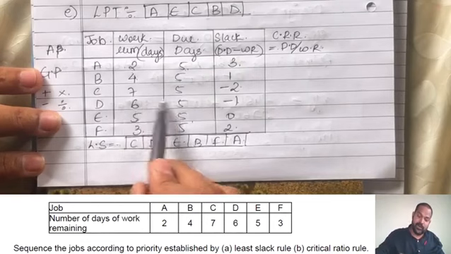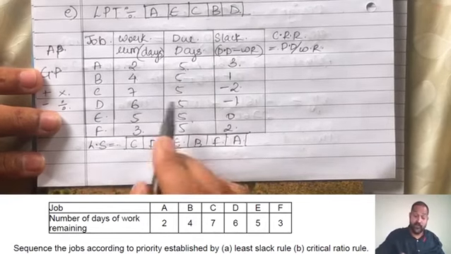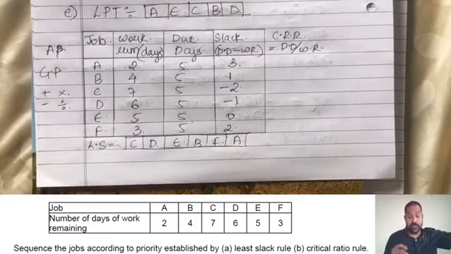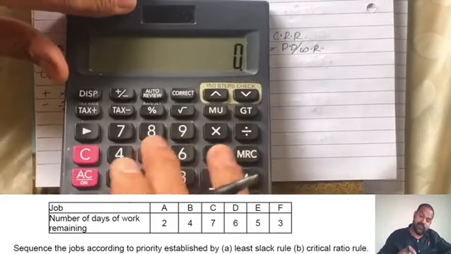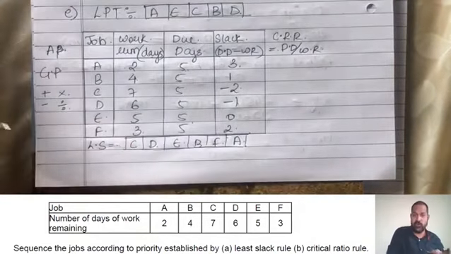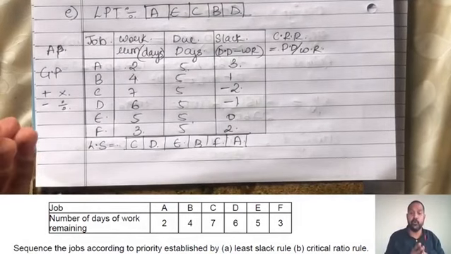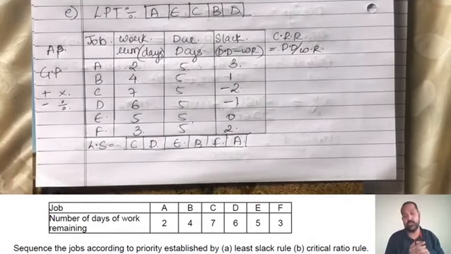But when you come here, it is 5 divided by 7. What is 5 divided by 7? Well, 5 divided by 7 is 0.71. You know what that means? Even if I start today, I will only be able to do 71% of the job.